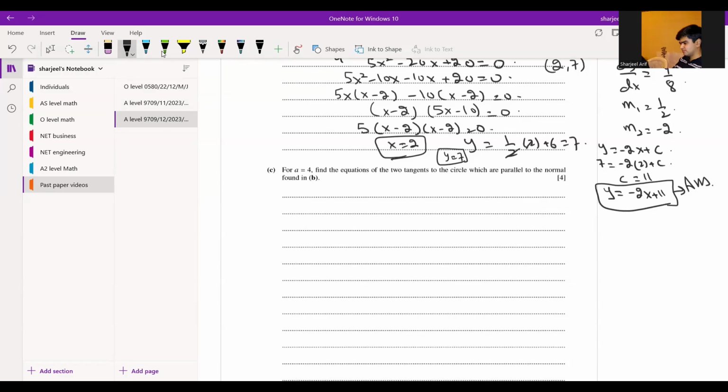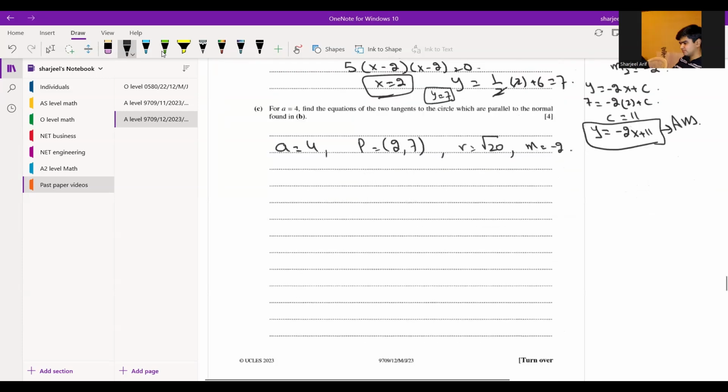Okay. For a equal to 4, find the equation of the two tangents. So now we have a equal to 4. Point P has coordinates 2 and 7. And R has radius root 20. The gradient of the tangent is -2. So we have the equation of the circle (x - 4) squared plus (y - 3) squared equals 20, and y = -2x + c.